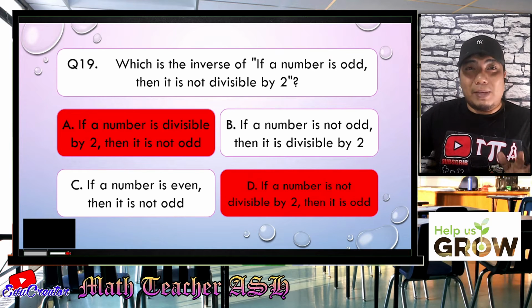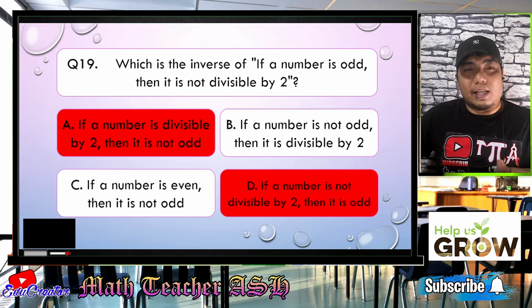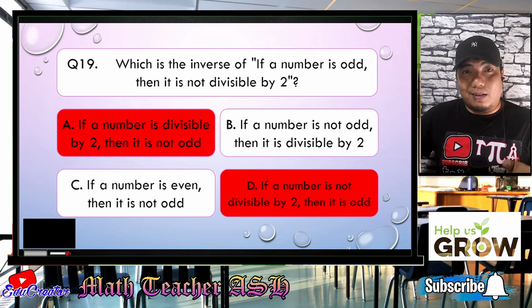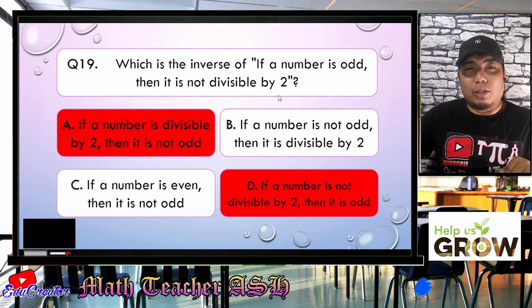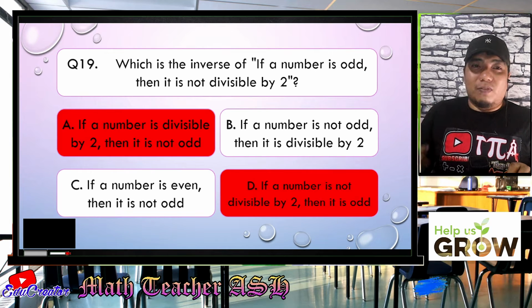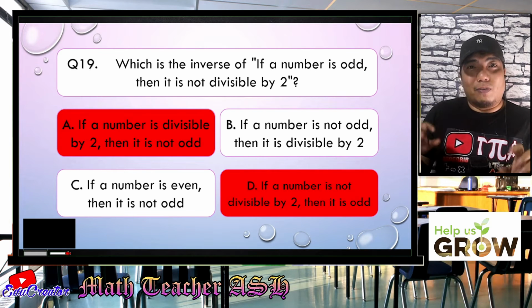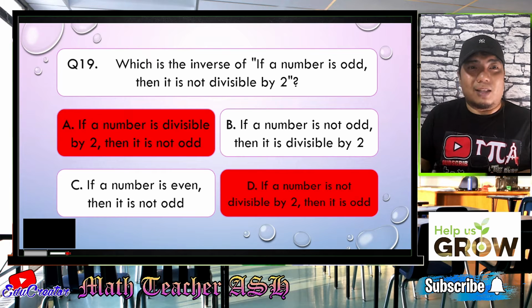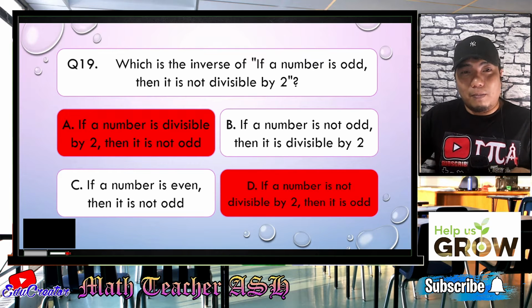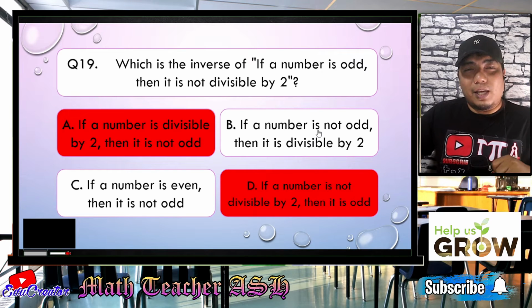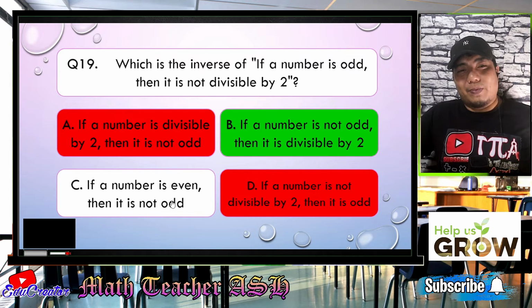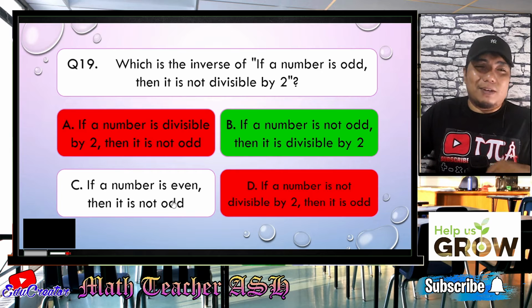Now, as stated in the inverse statement, the B should also be negated, so not B. So then it is not divisible by 2. What is the negation of "not divisible by 2"? Of course, we just omit the word not, so it is divisible by 2. So where is that one? Okay, so letter B is our correct answer. Easy, right? Very easy, my dear math learners.